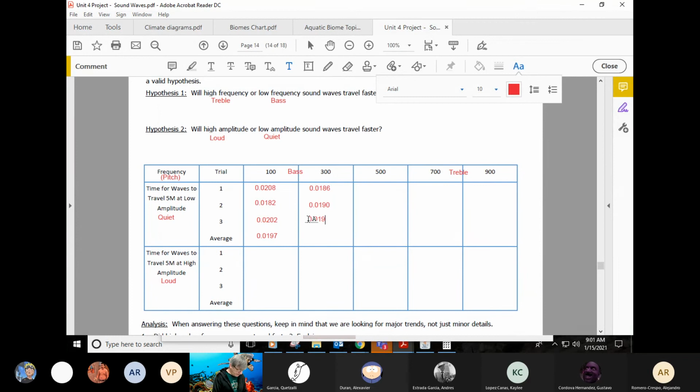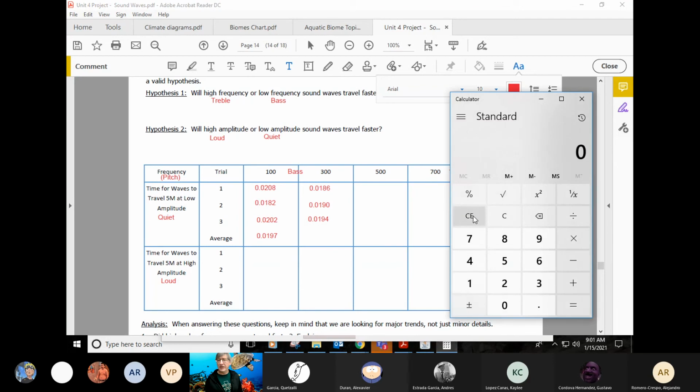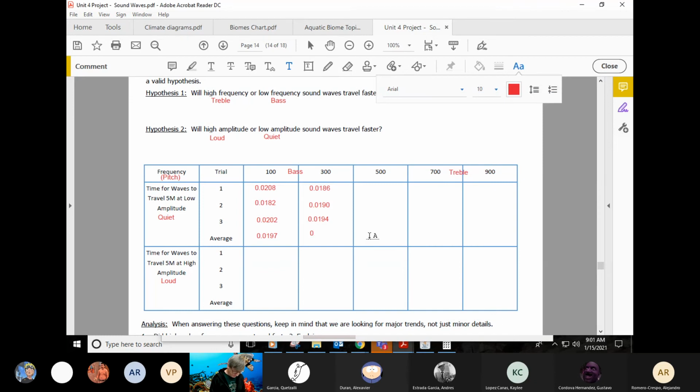Now add those numbers together in your calculator and divide by 3. Clear what I had before. 0.0186 plus 0.0190 plus 0.0194 equals, divided by 3, equals 0.019. Well, that means I need to throw a 0 at the end of it. 0.0190, and we just want that fourth decimal place.